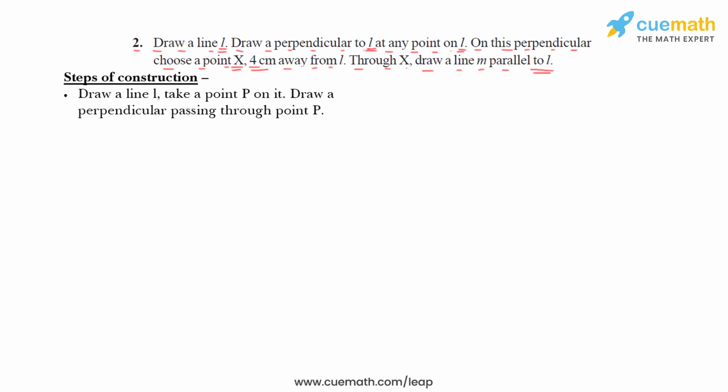So let's start with the first step. First step: draw a line L, take a point P on it, draw a perpendicular passing through point P. That is, we draw a line and name that line as L. On this line L, take a point P, and from this point P we have to draw a perpendicular line. So we draw a perpendicular line passing through point P like this. So this is a line perpendicular to L.